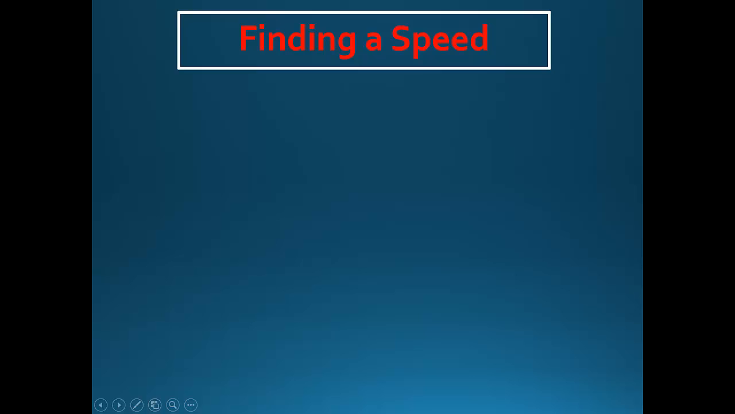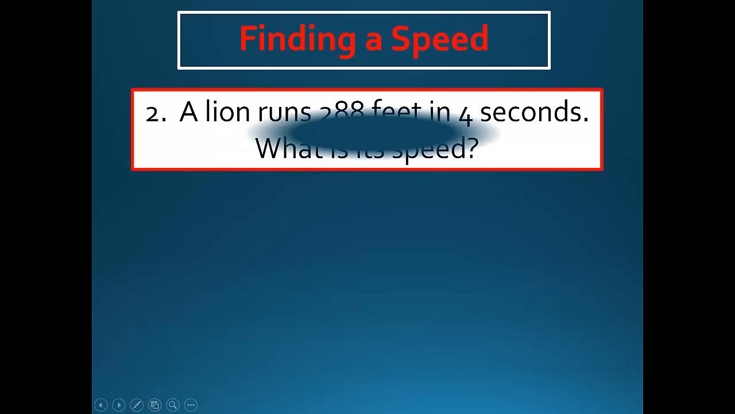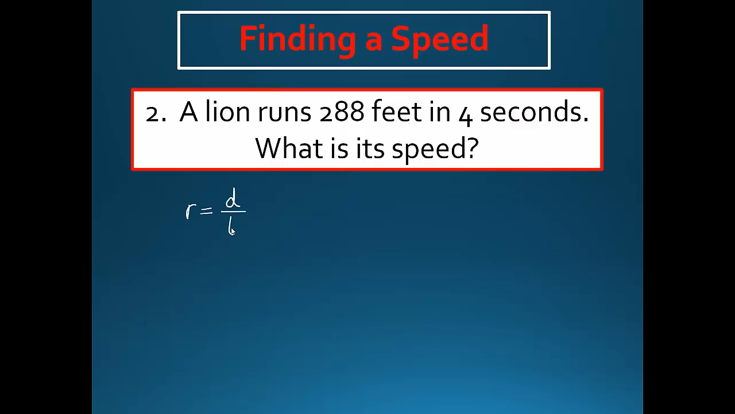Next, we're going to look at finding a speed. So for number 2, a lion runs 288 feet in 4 seconds. What is its speed? We're going to use the formula R equals D divided by T. R, again, is our speed. D is the distance. And T is the time.